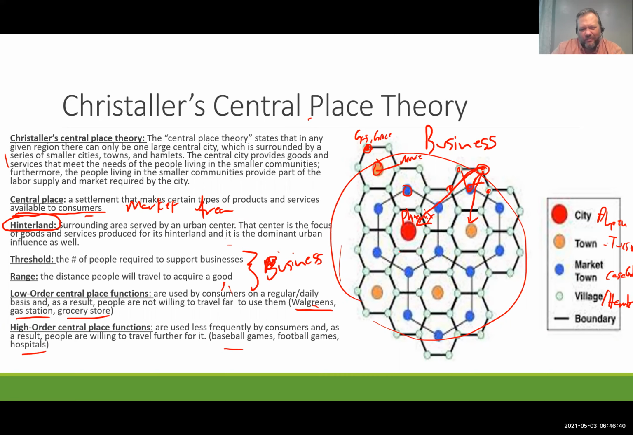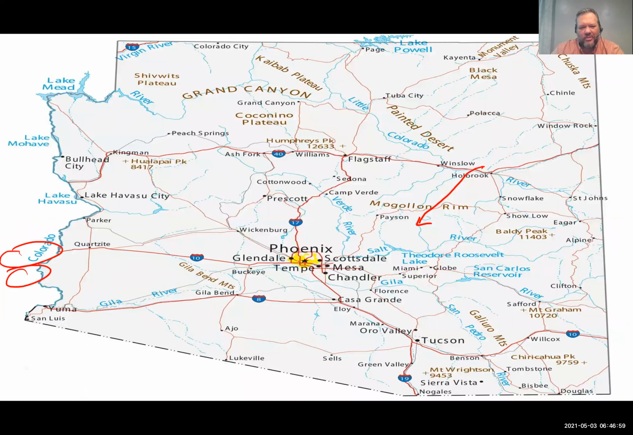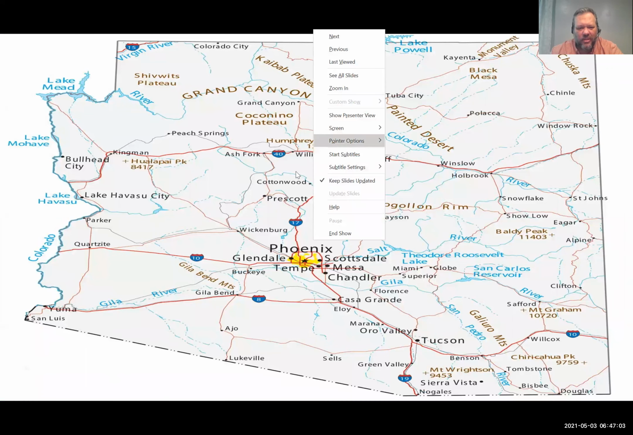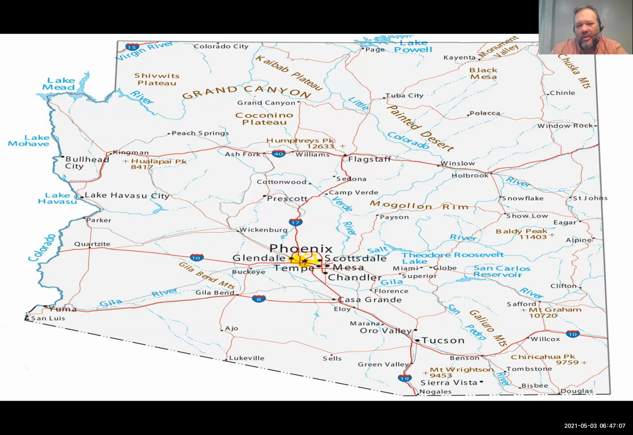And so, again, it is this sense that, if you're a business, where do you locate? And you take these couple of things into consideration, among other things for sure, the demographics of the area, the wealth of the area, stuff like that. But threshold and range, definitely two terms to be familiar with. So, if we look at this map, let me see if we can erase this real quick. Okay.